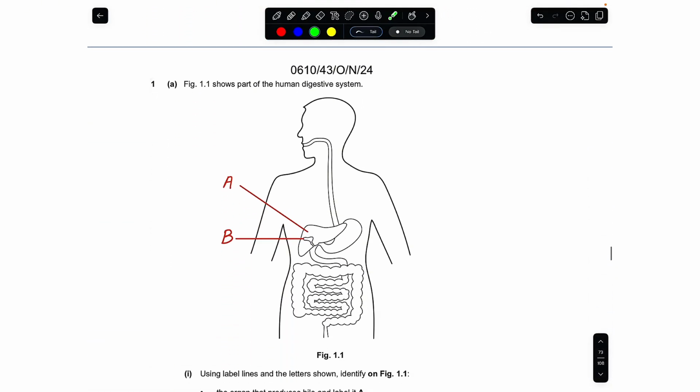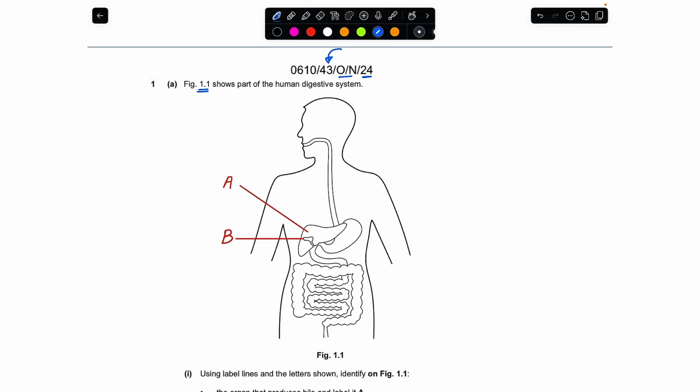If I were to come here, and this is from October, November 2024, the theory paper variant was 4-3, and this was question number 1 for your exam. A kind of mixed question, from the identification of the parts of the alimentary canal in terms of bile and the breakdown of the protein by the trypsin.